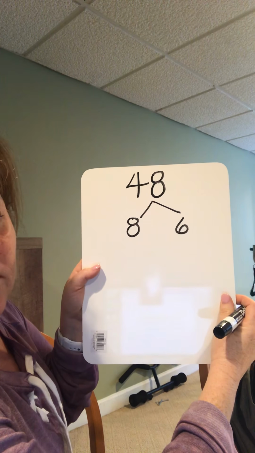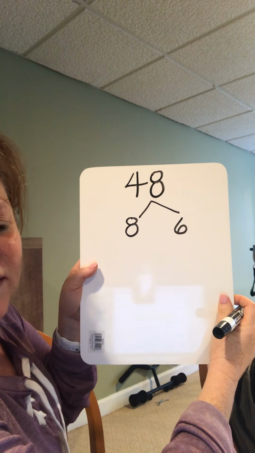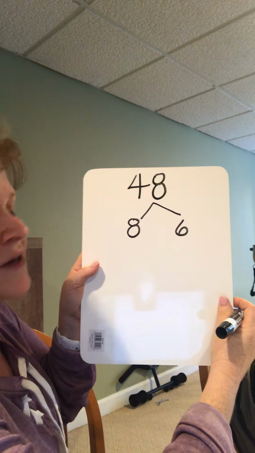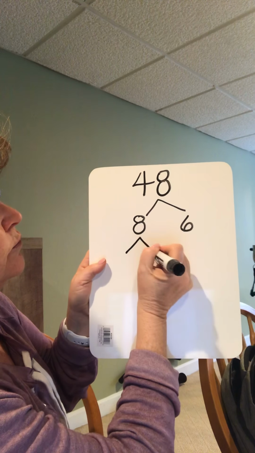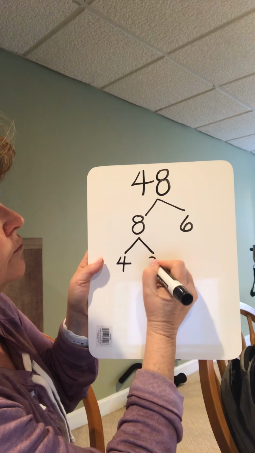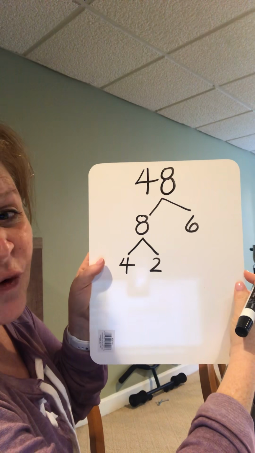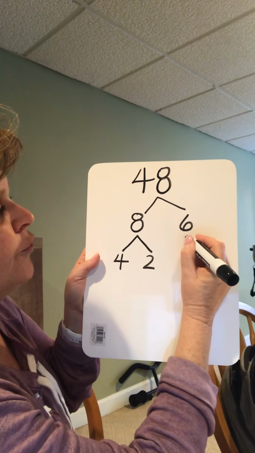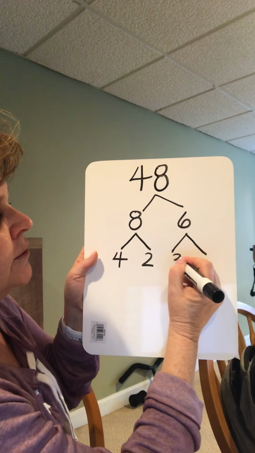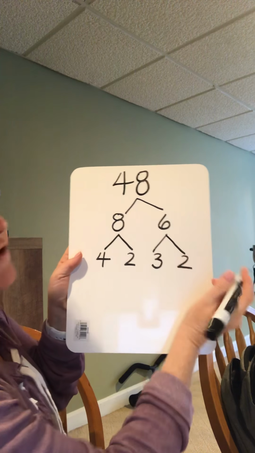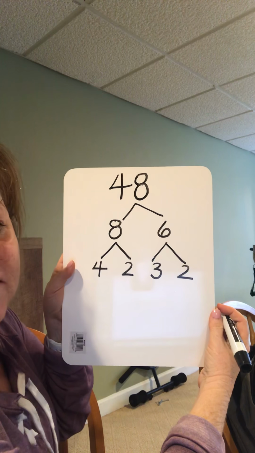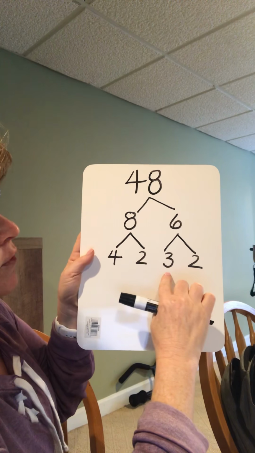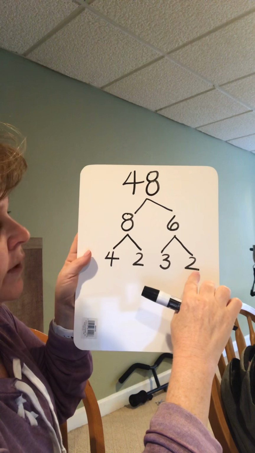I want you to think, is there any other way to make 8 besides 8 and 1? Yes, there is. 4 and 2. Is there any other way to make 6 besides 6 and 1? Yep. 3 and 2. You see, 8 and 6 are composite numbers. They're not prime.